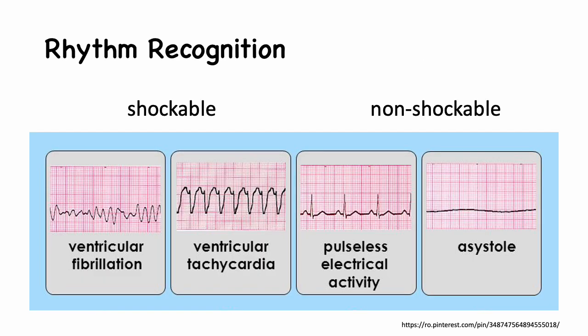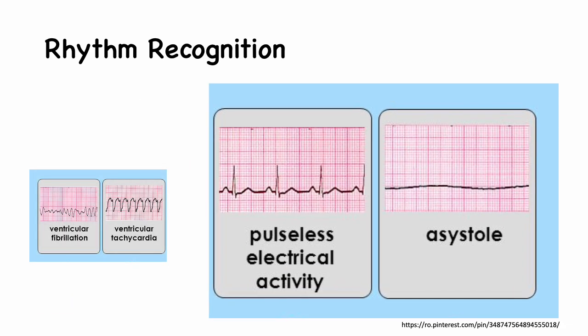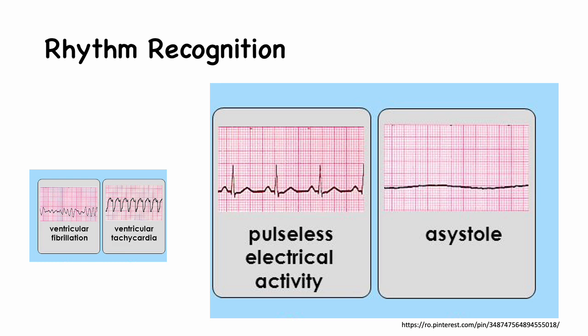Knowing your rhythms and rhythm recognition is vital during cardiac arrest. We need to be able to identify which rhythms are shockable and which are non-shockable. But it's probably really important to know that in pediatrics, most of the rhythms that we'll see are PEA and asystole. The patient might, at some stage during the cardiac arrest, develop a shockable rhythm.